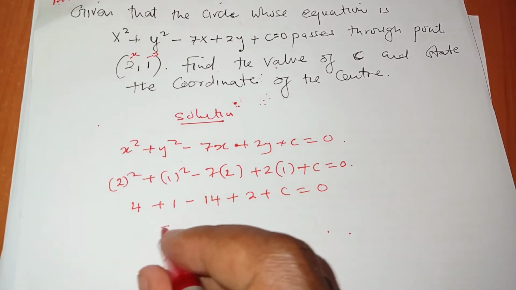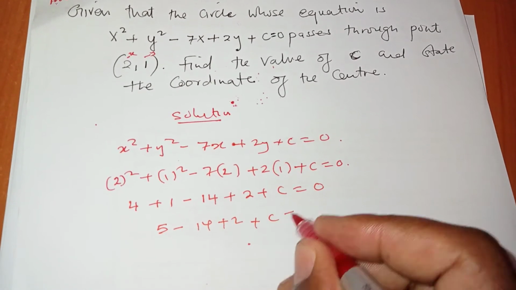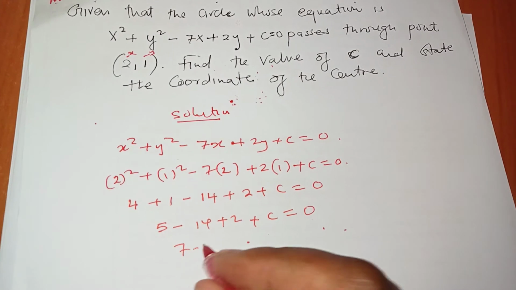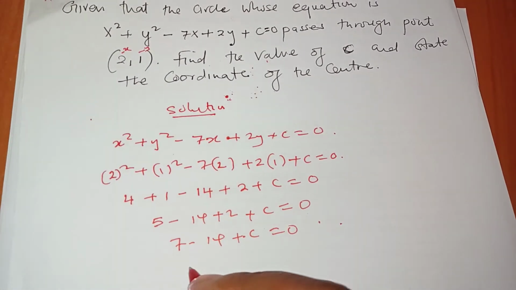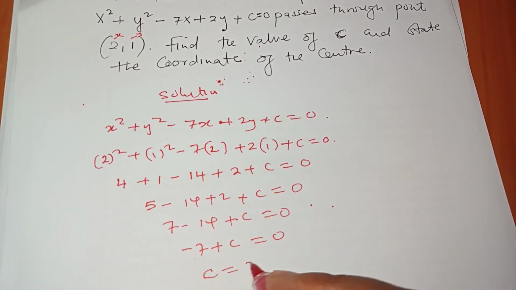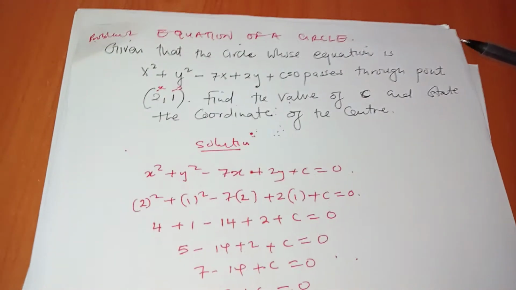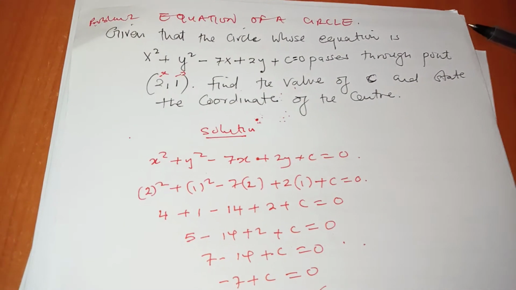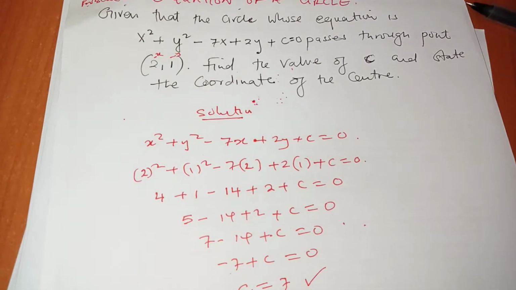So when you solve this, you have 5 minus 14 plus 2 plus c is equal to 0. You have 7 minus 14 plus c is equal to 0, so minus 7 plus c is equal to 0, so c is 7. So this is simple algebra. Now from here we rewrite the equation of the circle with our c known.